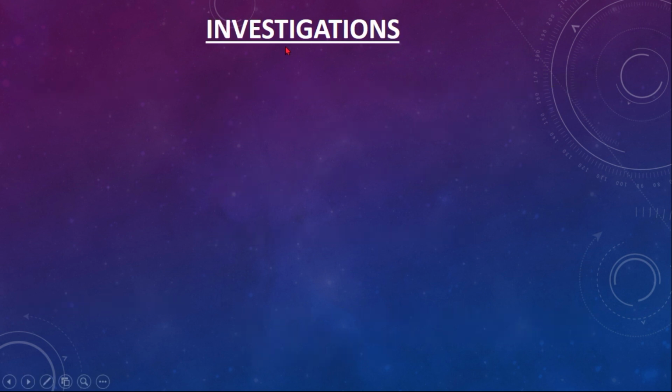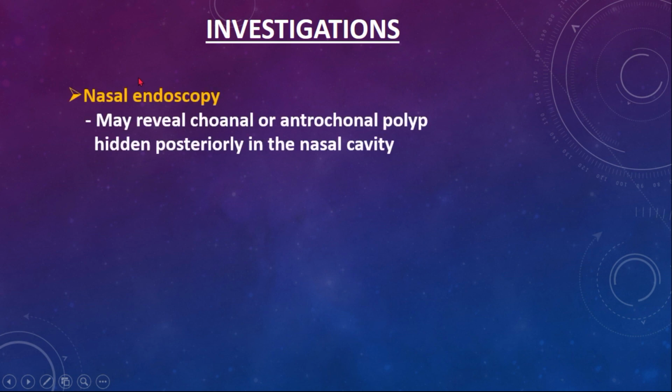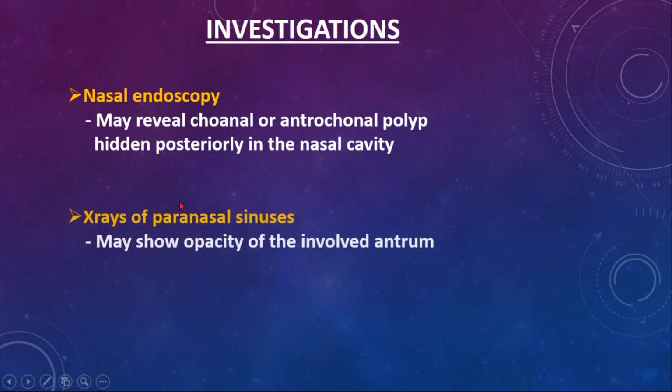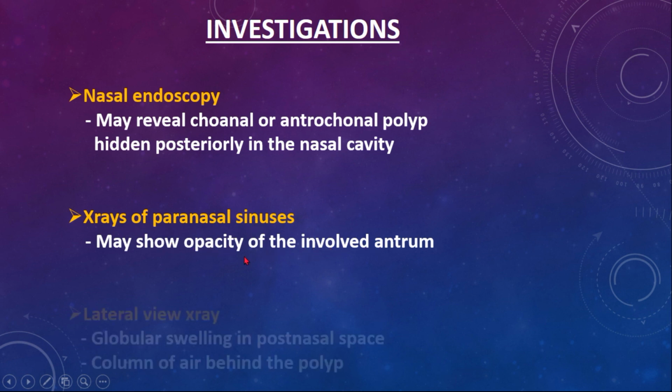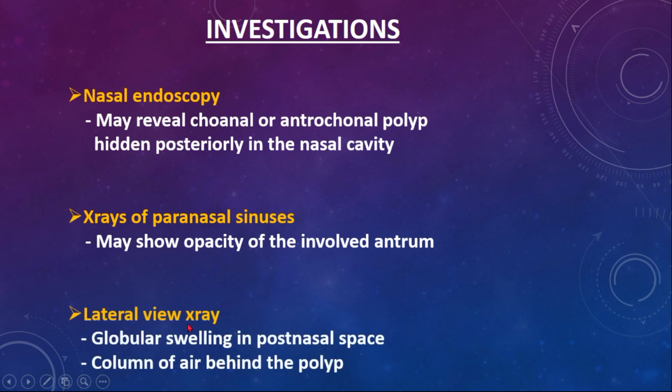What investigation should we do? First of all, nasal endoscopy may reveal an antrochoanal polyp hidden posteriorly in the nasal cavity. X-ray of paranasal sinus may show opacity of the involved antrum. Lateral view X-ray. Why do we do the lateral view X-ray? Because it shows the globular mass swelling in the post-nasal space and a column of air behind the polyp.